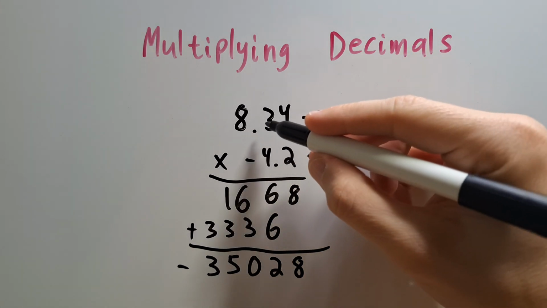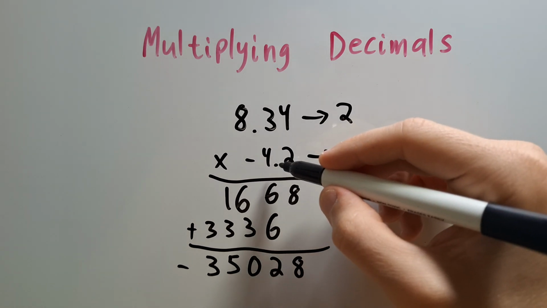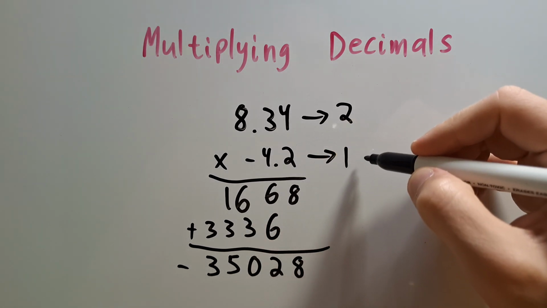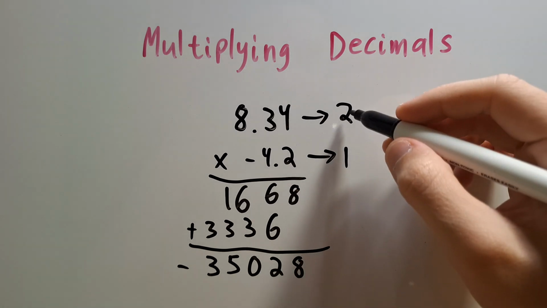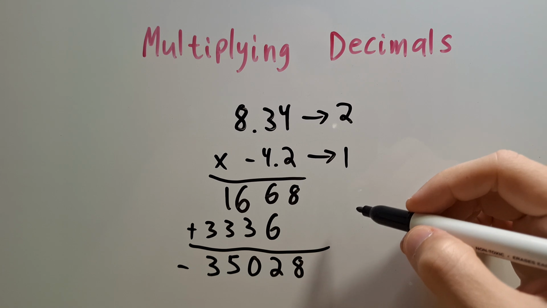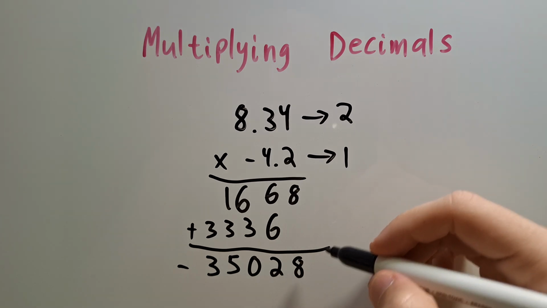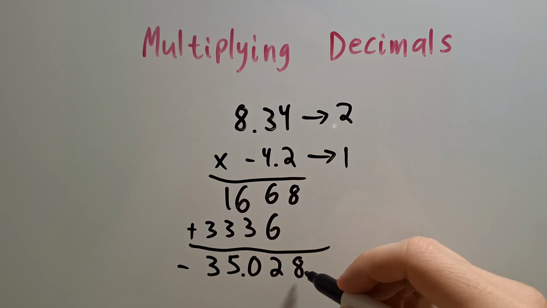how many numbers are behind the decimal point here? There are 2. How many numbers behind the decimal point here? We have 1. So that means my final answer, my product, will have a total of 2 plus 1 numbers, or 3, behind the decimal point in the product. So this final product will be negative 35 and 28 thousandths.